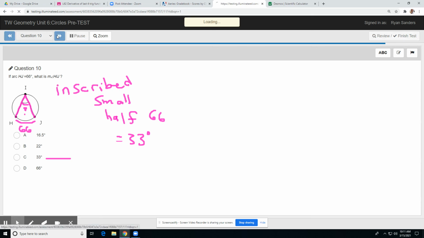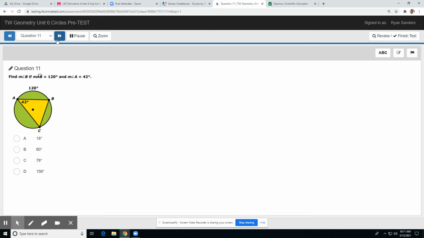Last problem, I believe. Yep, last problem. Okay. So find the measure of angle B. Angle B is what we want. If arc AB is 120, they've already marked it, and angle A is 42. Angle A is 42. All right.